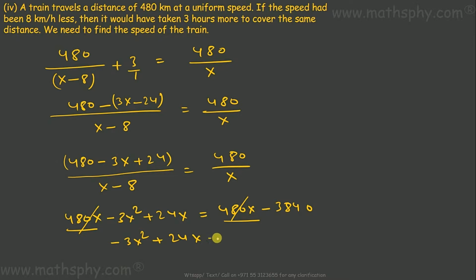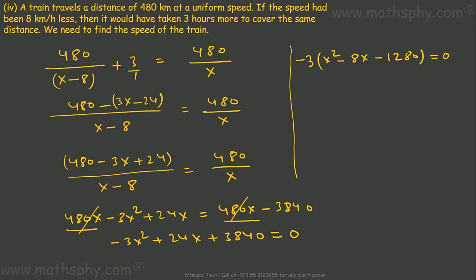This comes this side plus 3840 equals 0. Let's take negative 3 as common. So this becomes x squared minus 8x minus 1280 equals 0. So that's a quadratic equation representation of this problem here.